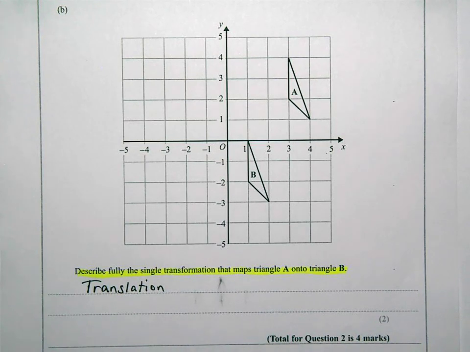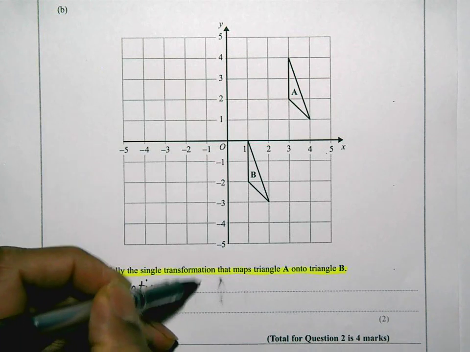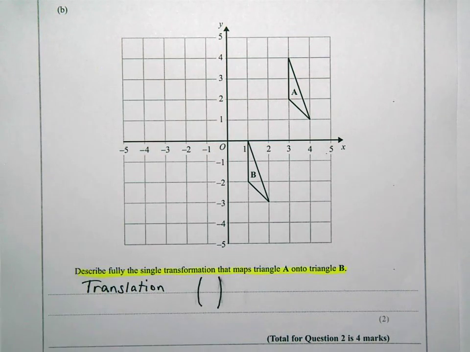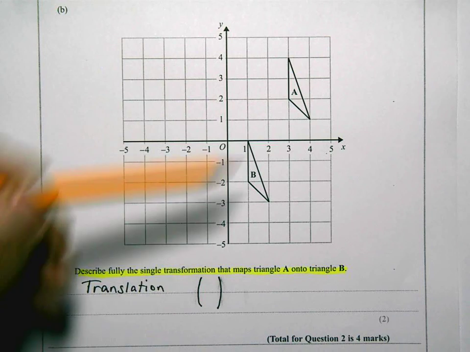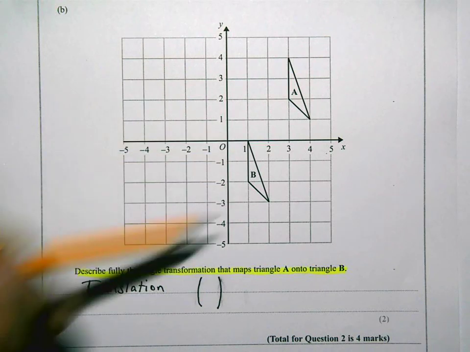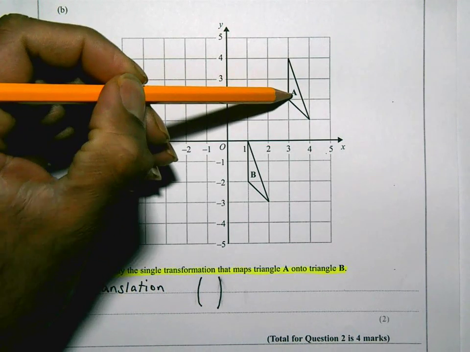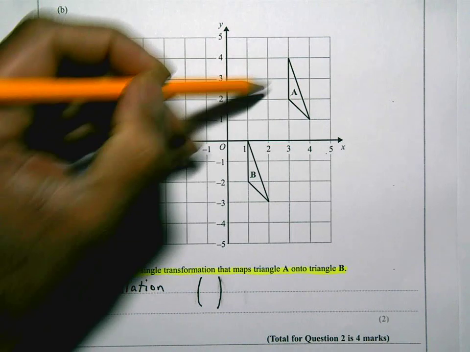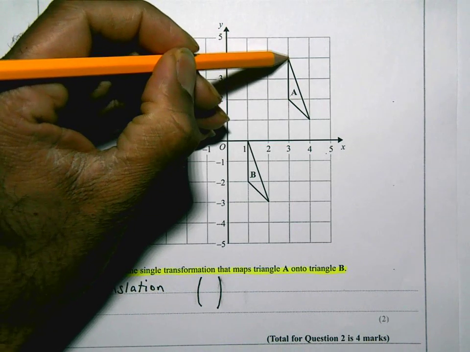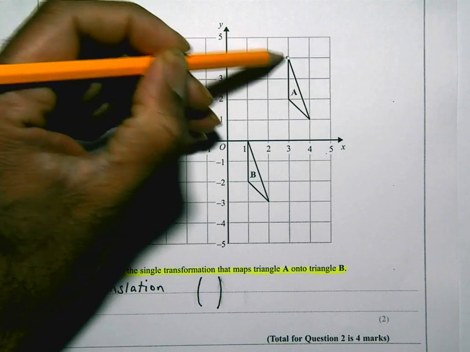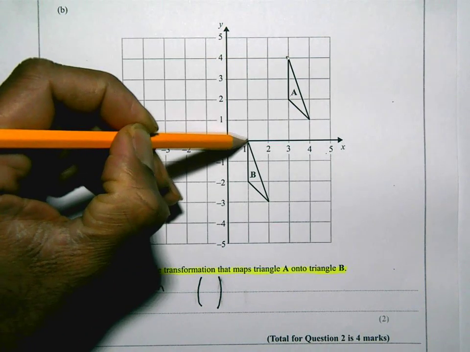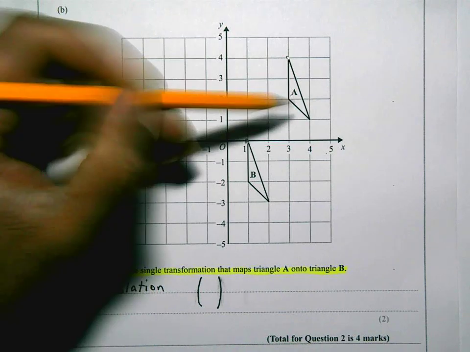What I need to do next is to put in the translation vector. That's a big set of brackets, and I need to put a point at the top and a point at the bottom. The point at the top is how much I've moved the shape left or right, and how much I've moved it up or down. What I mean by that is, what do I need to do to A to move it to B? So I'm going to pick a corner here and decide how much I need to move it to get to the same corner on B. So I need to move from here to here.